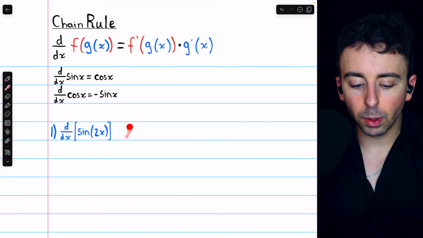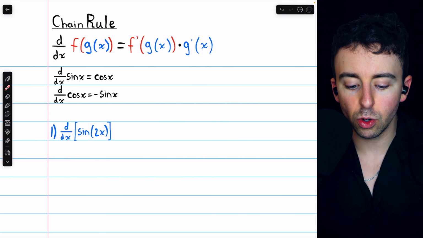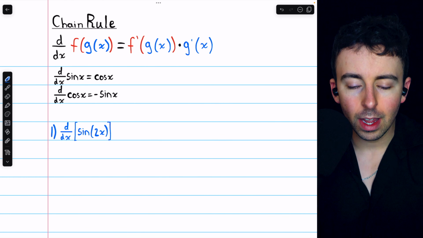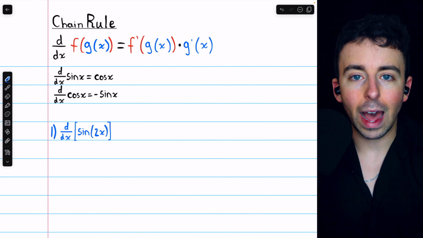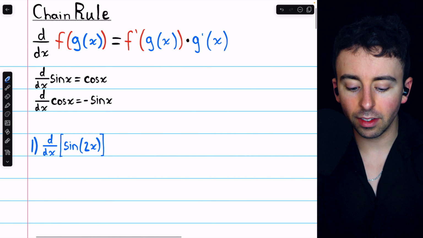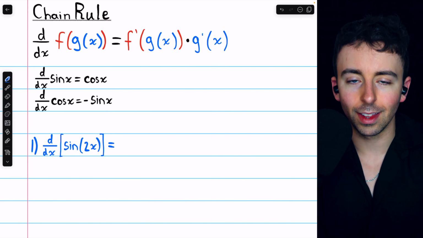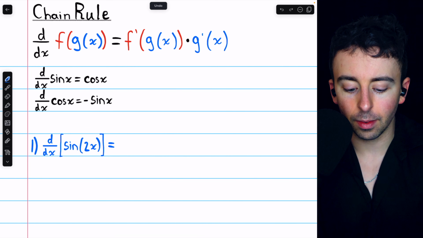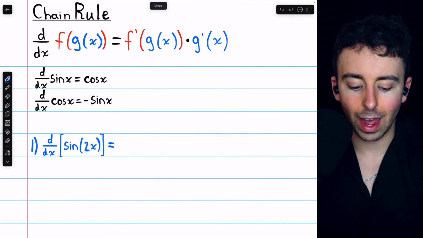Let's begin with problem 1, the derivative of sine of 2x, and I've put some formulas up here just for your reference. The derivative of sine of 2x is the derivative of a composite function, so we'll have to apply the chain rule. In this case, the outside function is sine, and the inside function is 2x.